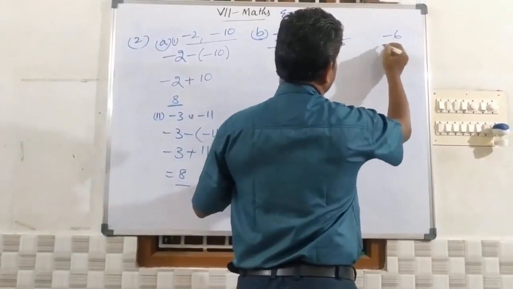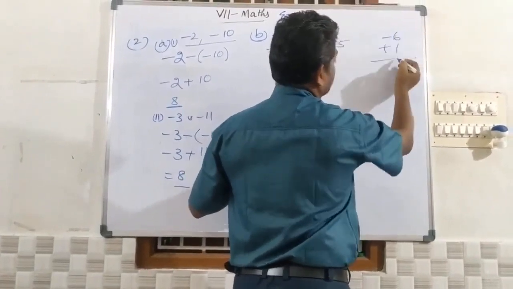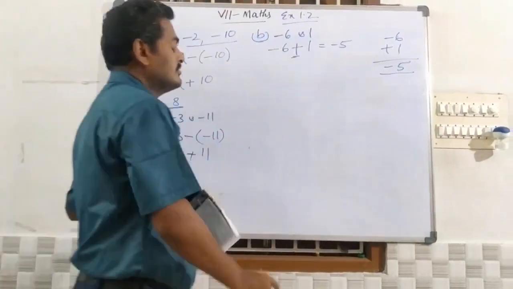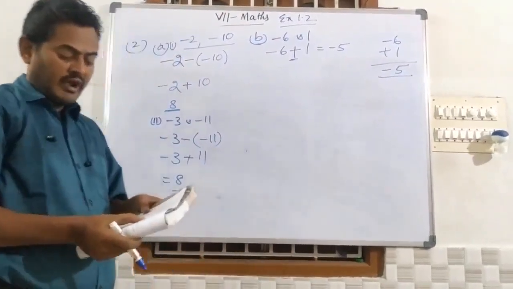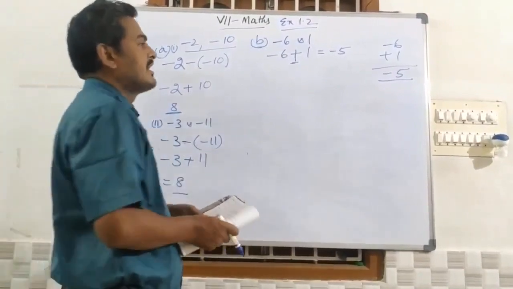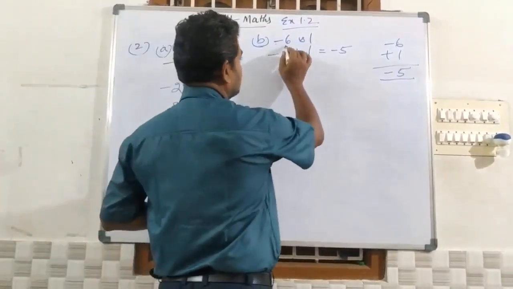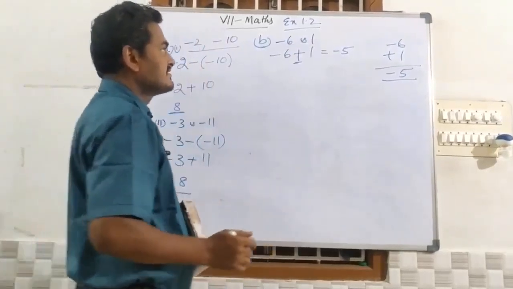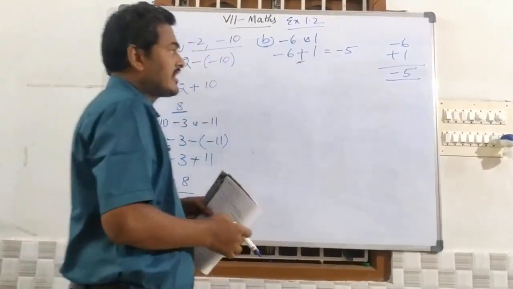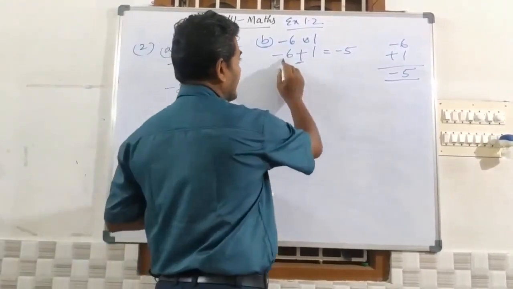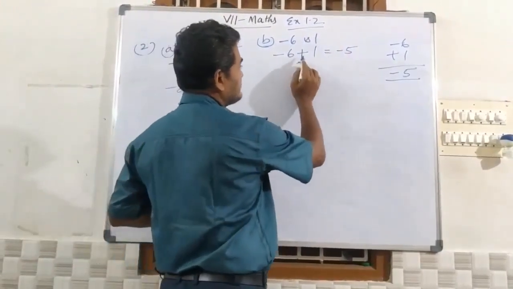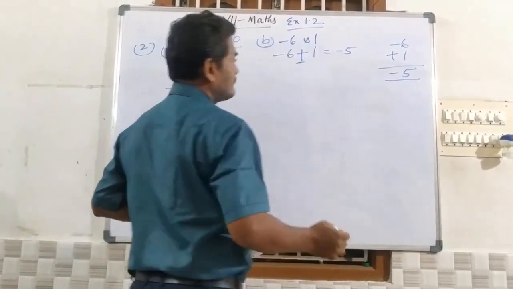So, minus 6 plus 1. Here there are different symbols: 6 minus 1 is 5, and the greater number has the minus symbol, so it is minus 5. In this question, they are asking us to write a negative integer and a positive integer whose sum is minus 5. So I am taking two numbers, minus 6 and 1. They have given the condition negative and positive, and the sum of a negative and a positive is negative. So minus 6 plus 1 equals minus 5.